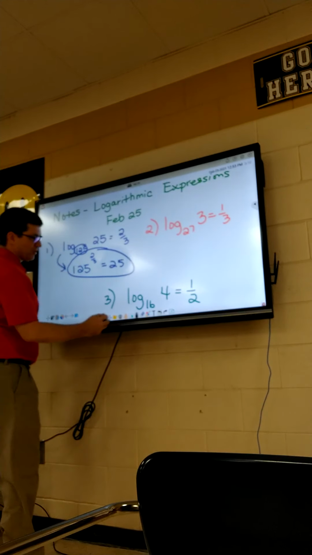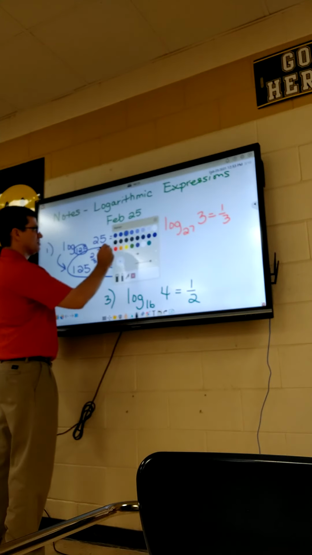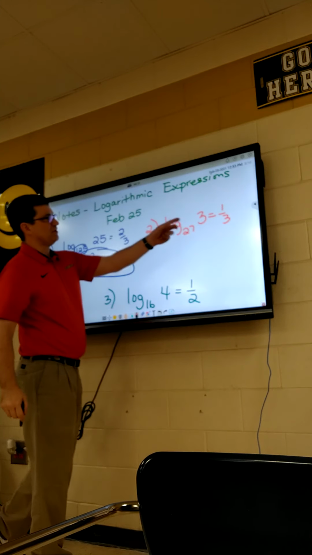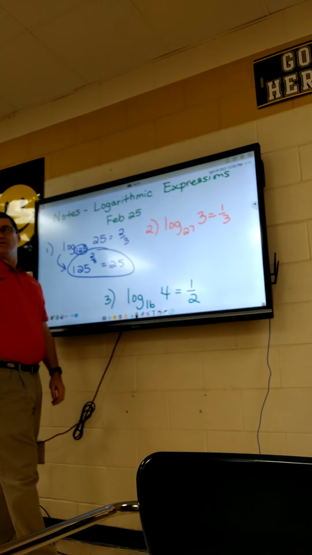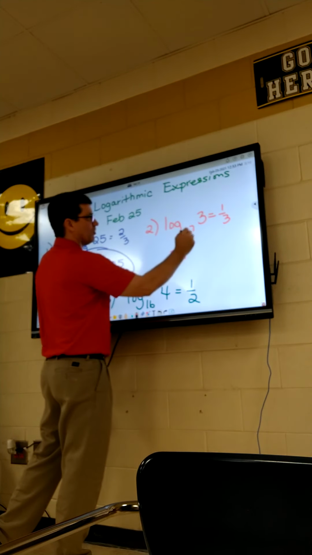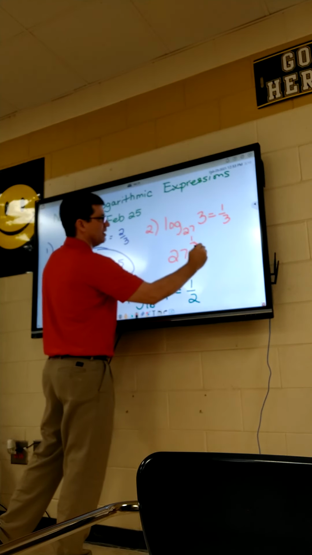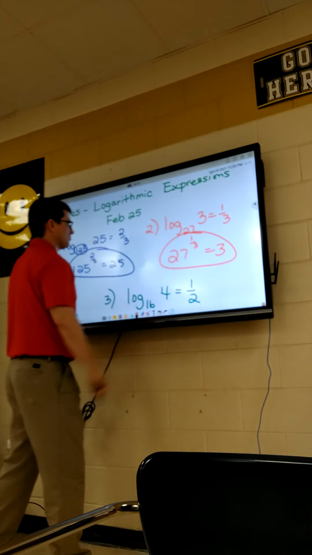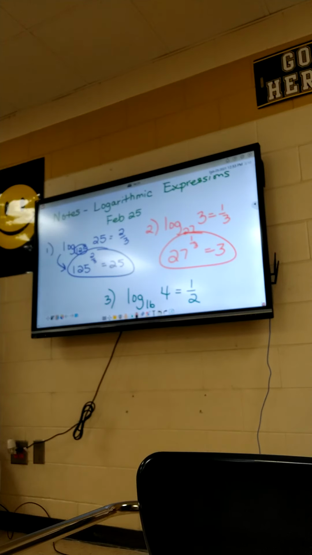All right, second problem. Guys, we do it the same way. So, Andrew, how can I write this one in exponent form? What do I start with? 27. Good. 27 to the 1/3 power equals 3. That's all you do. Why don't y'all do number 3 by yourself?